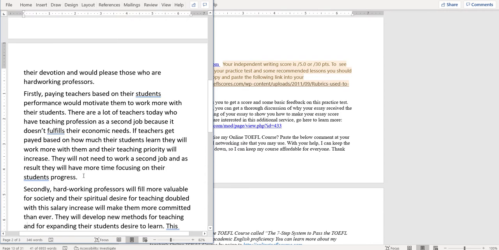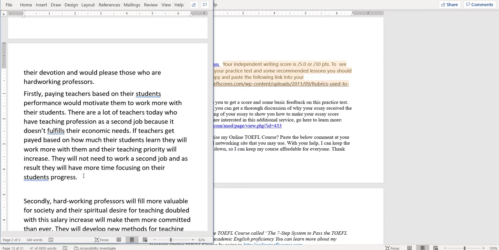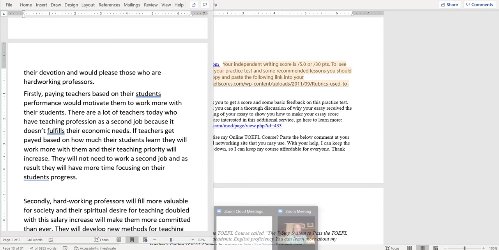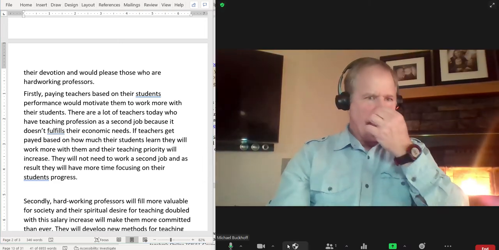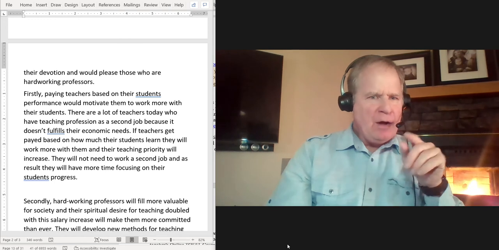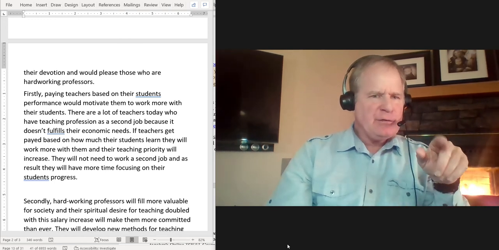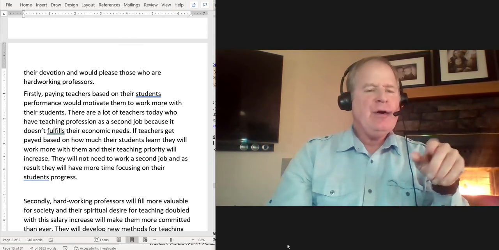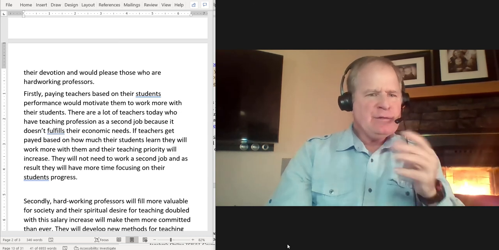So let's look at this paragraph. And it says, first, paying teachers based on their students' performance would motivate them to work more with their students. So that's kind of a general idea, but the good thing is it's a topic sentence and it's also an argument. Right? There are a lot of teachers today who have teaching profession as a second job because it doesn't fulfill their economic needs. Still, that's kind of general.